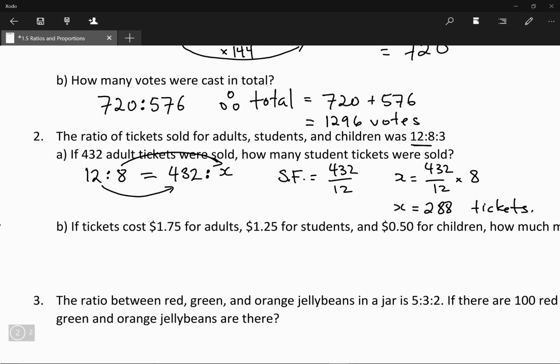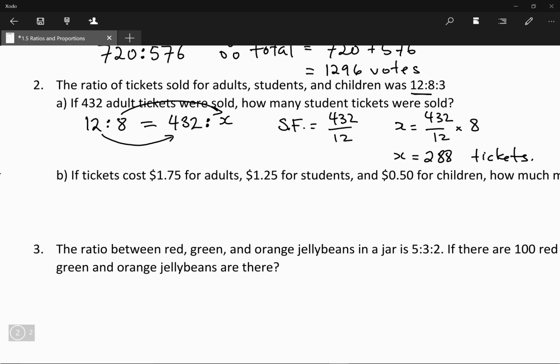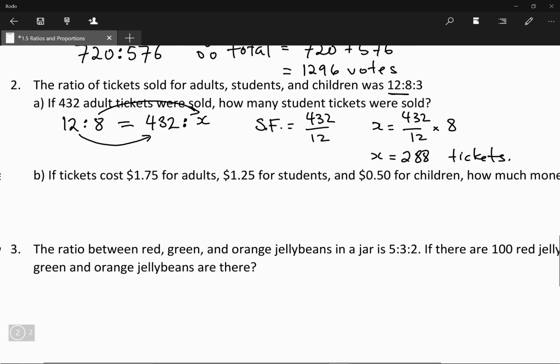Okay, so moving on. If tickets cost $1.75 for adults and $1.25 for students and 50 cents for children, how much money was collected?